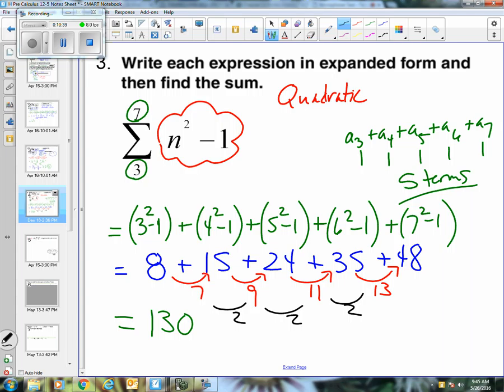A lot of people look at 8, 15, 24, 35, 48 and don't think it's quadratic, but remember that's coming from a 9, a 16, a 25, a 36, and a 49, but they're all 1 less, and that's why that rule works. It's 1 less than that value squared. So we have lots of different ways things can grow. All right, so let's take a look at going the other direction now, so working backwards.